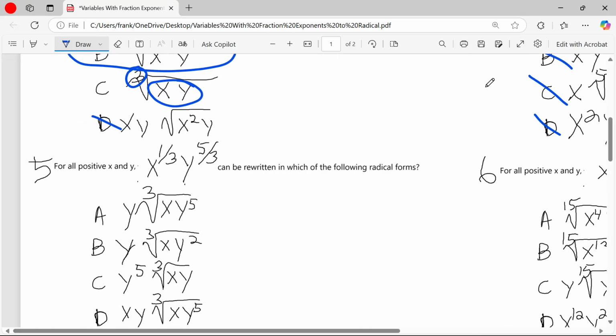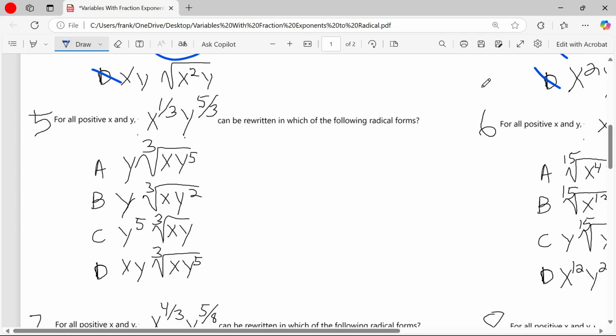For all positive x and y, x to the 1/3, y to the 5/3 can be written in which following radical forms? The denominators are the same, so it's common denominators. Y has a numerator bigger than the denominator, x does not, so there should be a y outside and no x. D has an x outside and a y, but that x shouldn't be there. So now could it only be A, B, or C? Well, let me finish it. The root is 3, xy to the 5th.